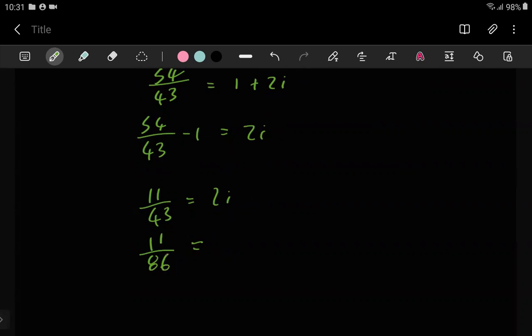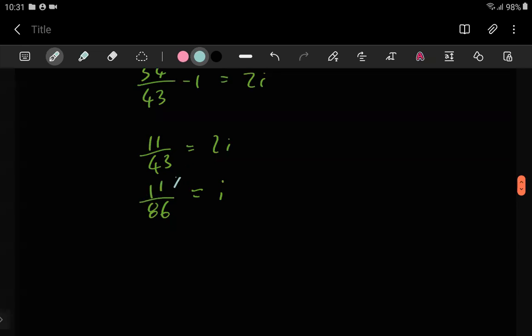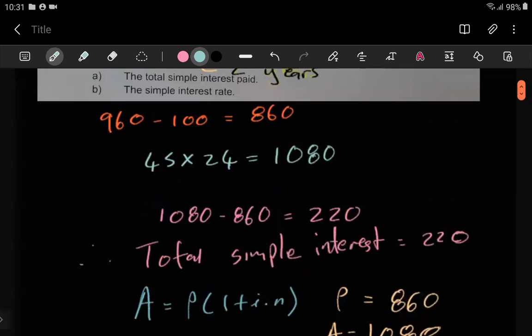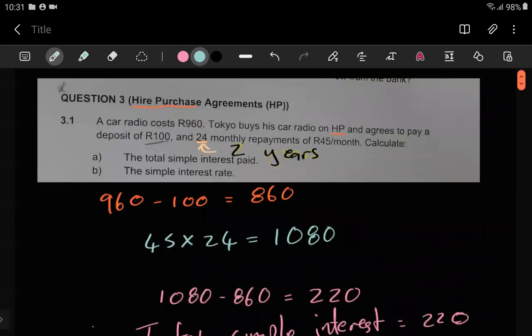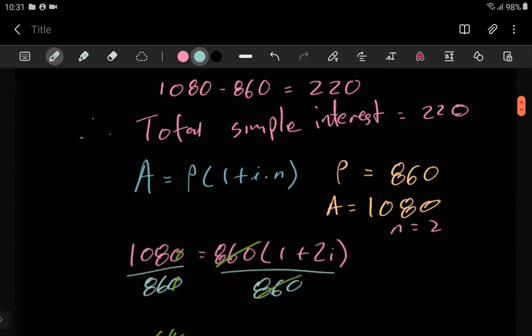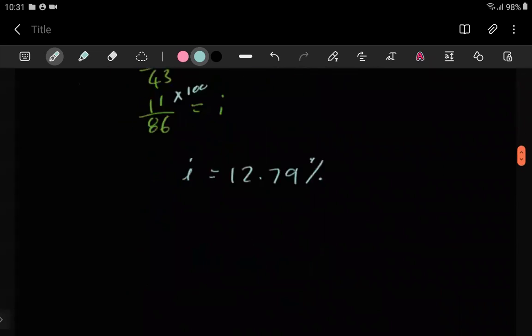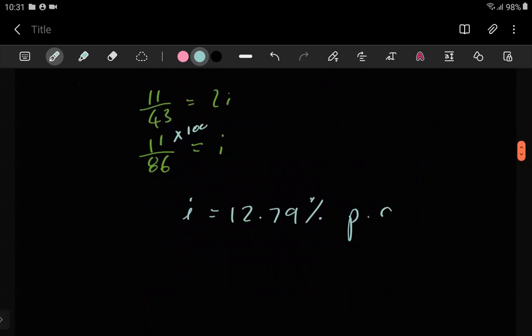And then you have to remember if we're going to write it as a percentage, we have to times by 100. What does it give us? You can give it as a decimal now. 12.79%. There we go. That's the simple interest rate. You should almost imagine this money accumulated to 1,080 over 2 years. The interest rate is this per annum, P.A.